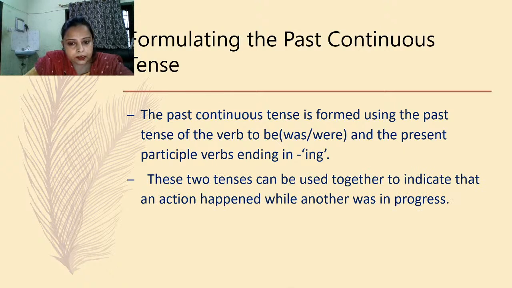These two tenses can be used together to indicate that an action happened while another was in progress. Here you can say that in the past continuous tense, the actions that were going on together indicate that an action happened while another was also in progress.